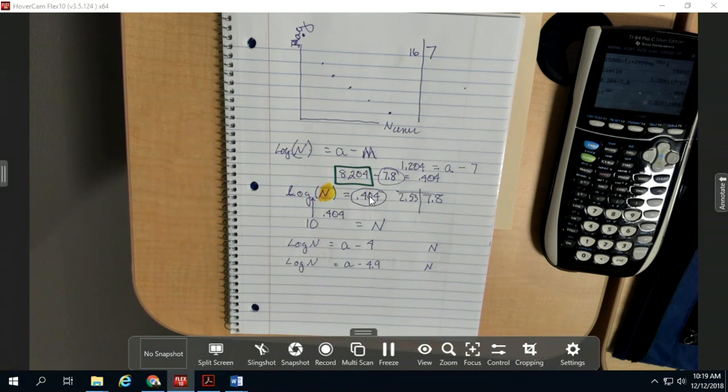4.204, right? So you would write 10 to the, just like right underneath it. Yep, just like I did there. You notice how I changed in the yellow, I changed log n equals 0.404 to 10 to the 0.404, but yours won't be 0.404, yours will be 4.204. 10 to the 4.204, and what'd you get for the number of earthquakes that is?